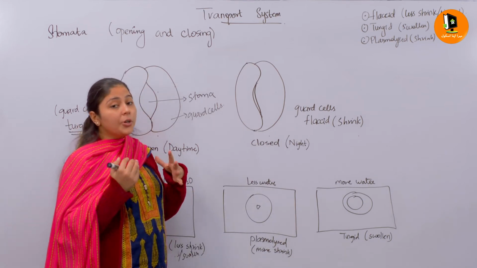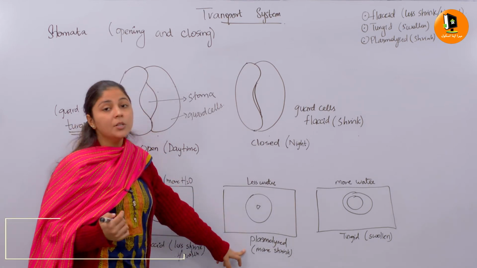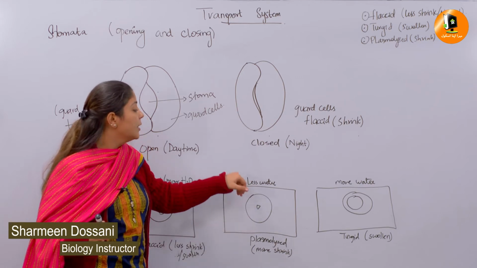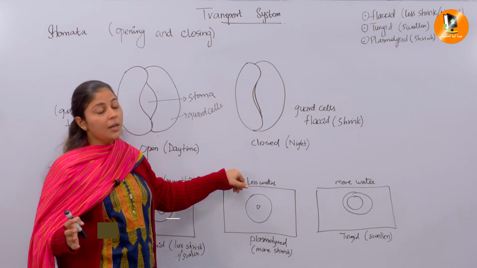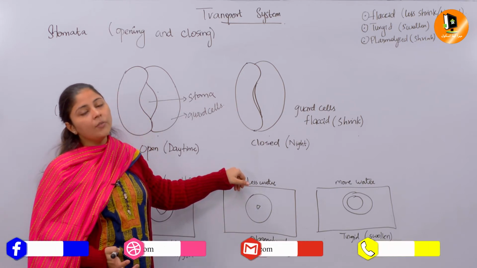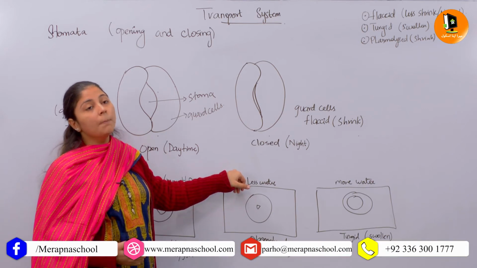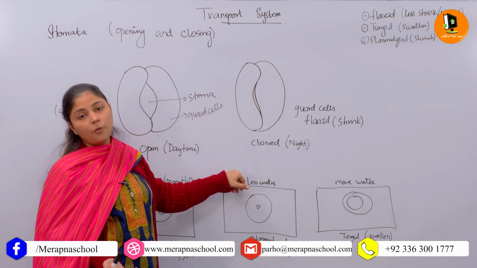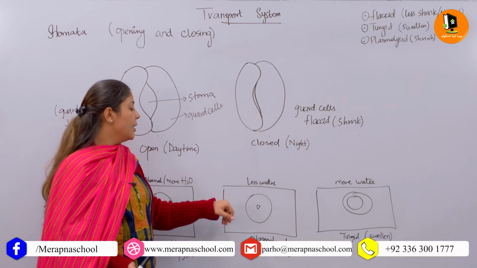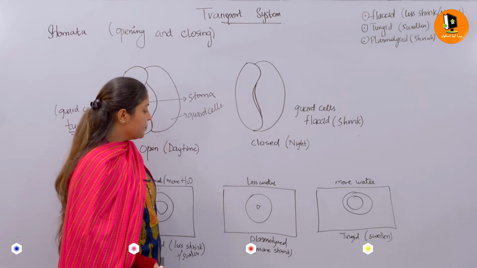Alright, when you are talking about the plasmolysed one, it is more shrunk here. It means less water is there. When there is less water, you know very well the cell will not be able to perform its task or carry out the metabolic functions properly, and it will just get shrunk, right?